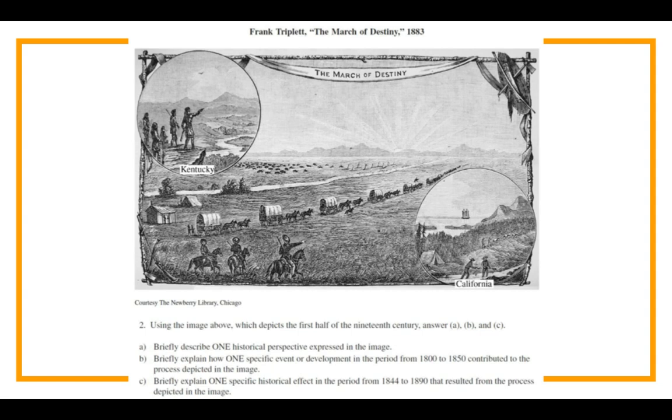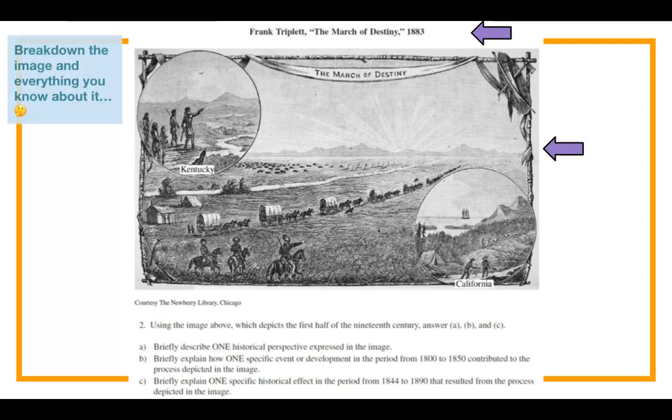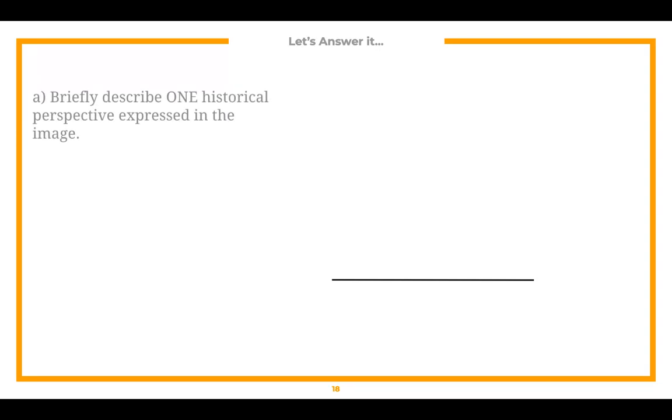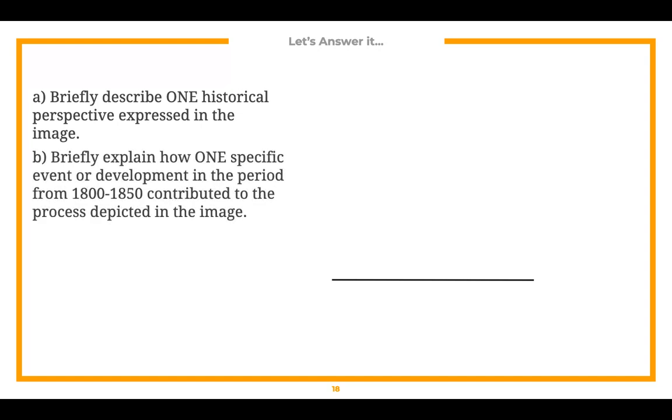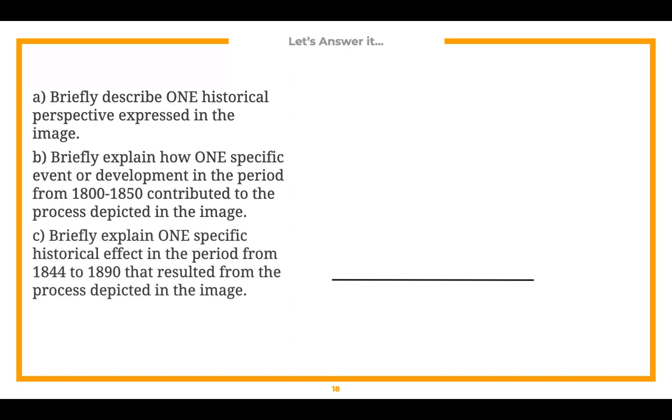All right. Here's an example. Pause the video, take a look at it. All right, let's look at the question. Briefly describe one historical perspective expressed in the image. Briefly explain how one specific event or development in the period from 1800 to 1850 contributed to the process. And then briefly explain one specific historic effect in the period from 1844 to 1890. So we're going to play in 2 different time periods here, okay?